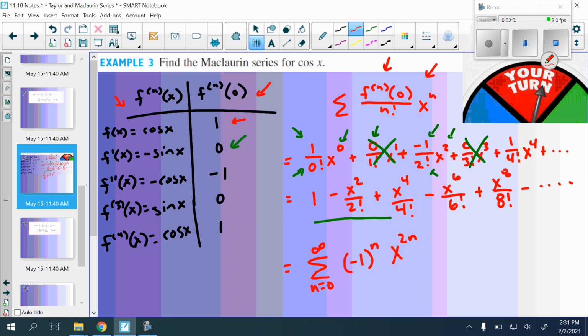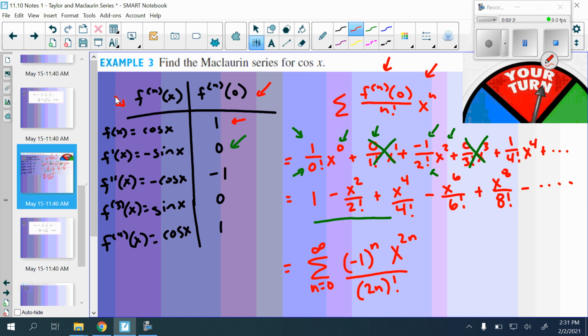So if we put 0 in there, it'd be x to the 0 like we want. If we put 1 in, the next number, 2 times 1 is 2, yep. If we put 2 in, we get 2 times 2 is 4, 3 in is 6, and so on. So then our matching factorial should be the same thing, 2n factorial.